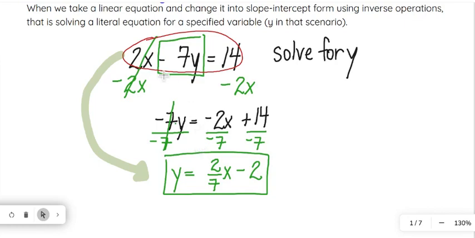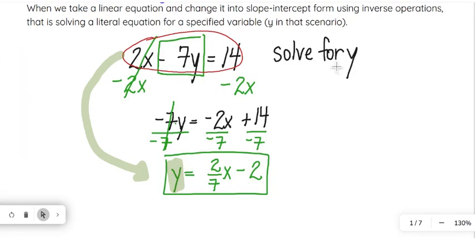So we're using inverse operations to get y by itself. There's still an x in the problem. There's still other numbers in the problem over here on the right side. But the key thing is that we are isolating the variable. We are getting the variable by itself. That makes it a literal equation.